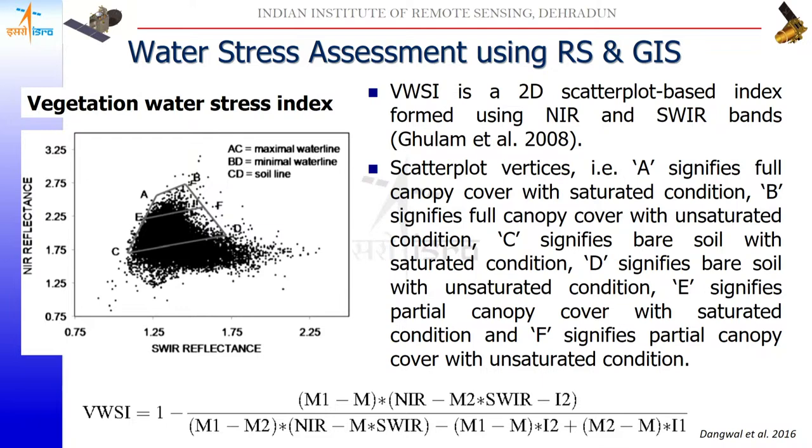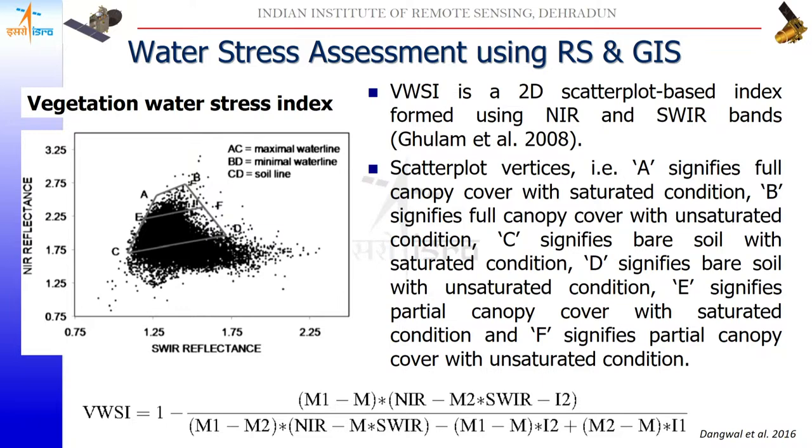While B defines a full canopy cover with unsaturated condition. It means that although the canopy is there, there is a water stress condition, or you can say water unavailability or dryness. While C defines bare soil but with saturated condition. It means a fallow field, or a plowed field, or a bare field full of moisture. While D defines the bare field with unsaturated or dry condition. While E and F define partial canopy coverage in saturated and unsaturated conditions respectively.